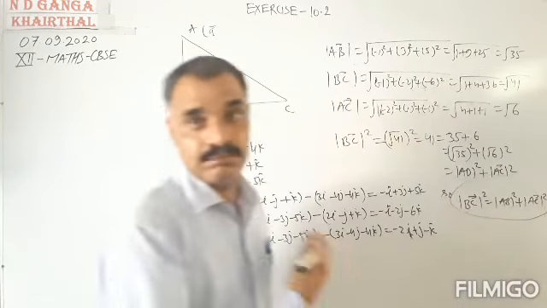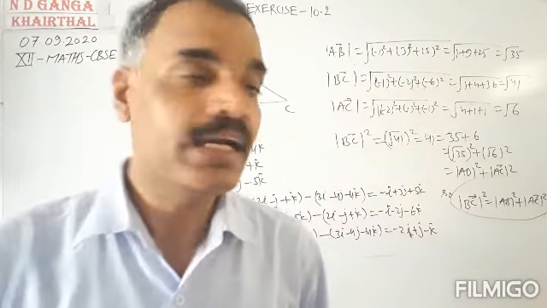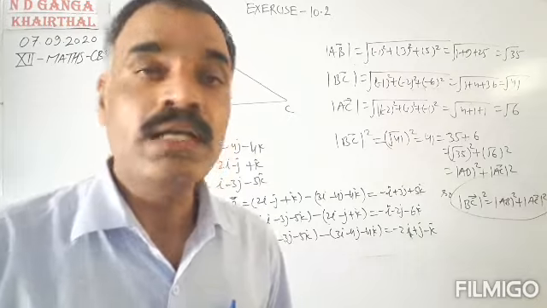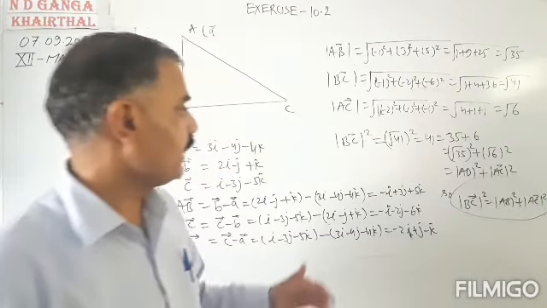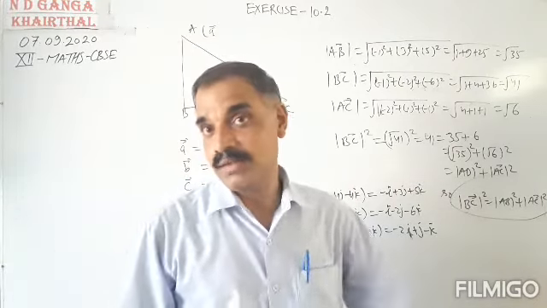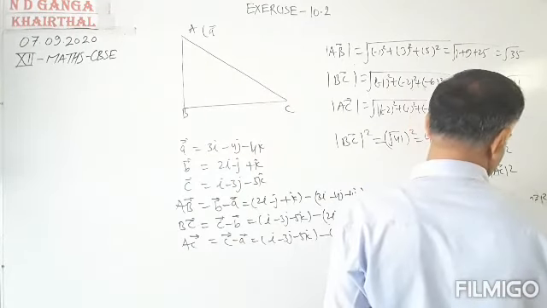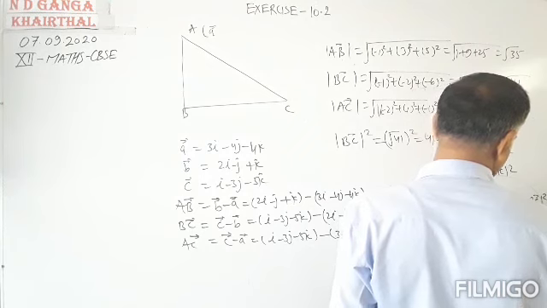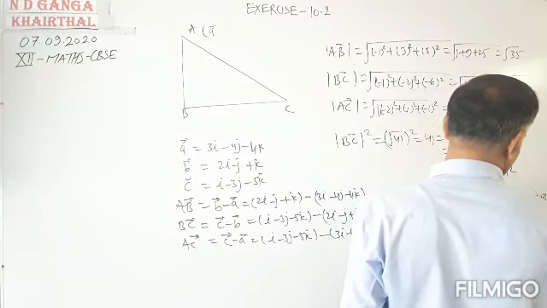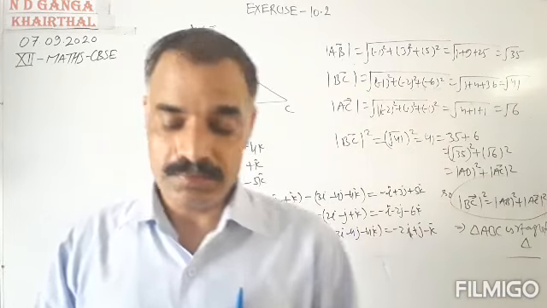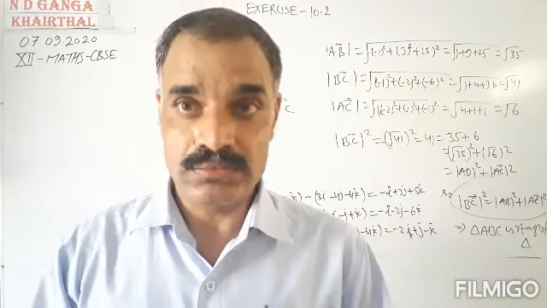Okay, and this is the Pythagoras theorem. We know that this is the Pythagoras theorem. So in triangle ABC, the Pythagoras theorem is satisfied. That is why the given triangle is a right triangle. So what is the result? Triangle ABC is a right angled triangle. Okay, so this was the last question of today's class. Thank you.